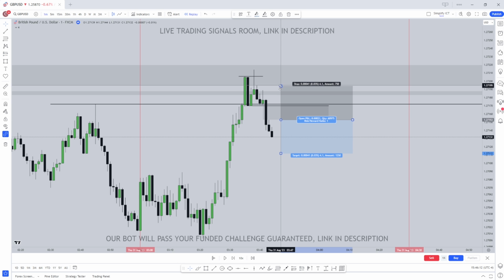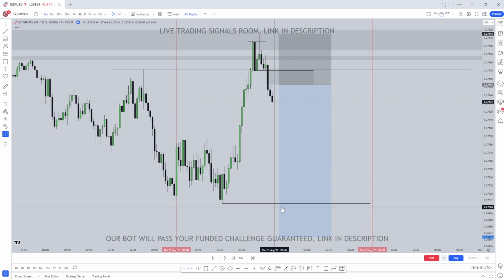Enter at the low of the fair value gap and then place your stop loss above the high. Remember, we're going to go up to the 15-minute again to look for confluences to take profit either here or even further. So let's see how price tags us in.